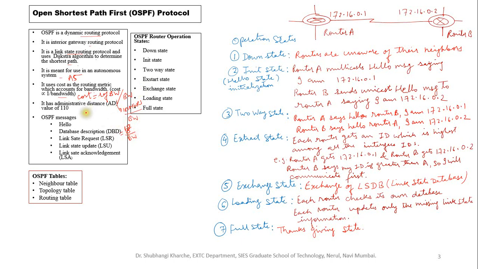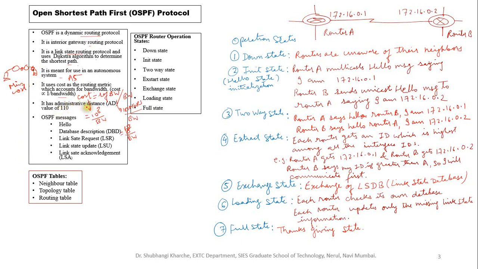Let me write here again. It is 10 to the power 8 divided by the bandwidth of the outgoing interface, and the entire path will have a number of nodes right from source to destination. So here the cost will be the cumulative cost on this link plus the cost on this link plus the cost on this link, and the routing path chosen should have the minimum cost.